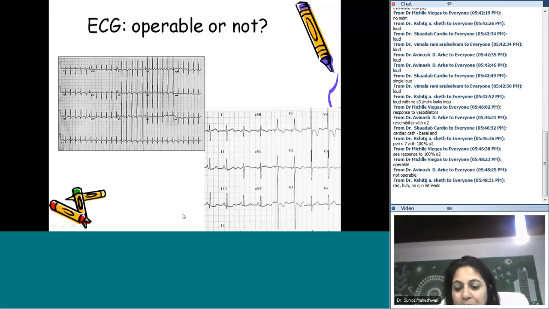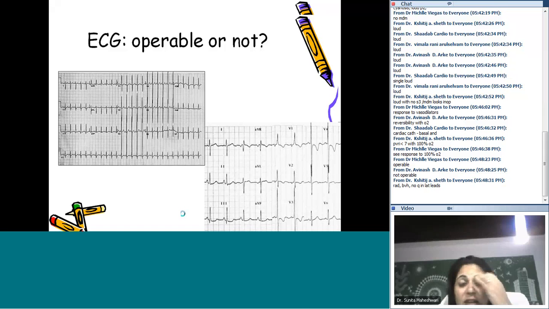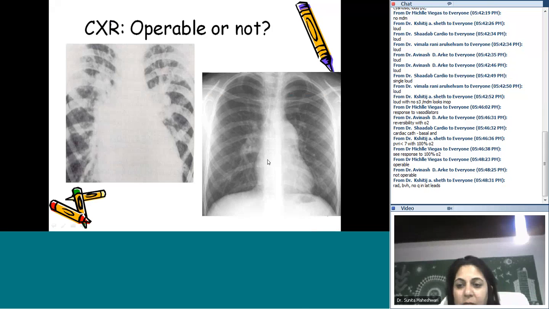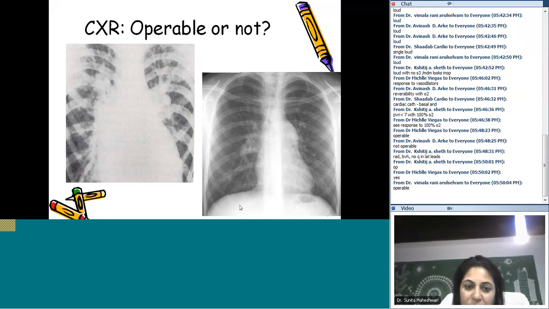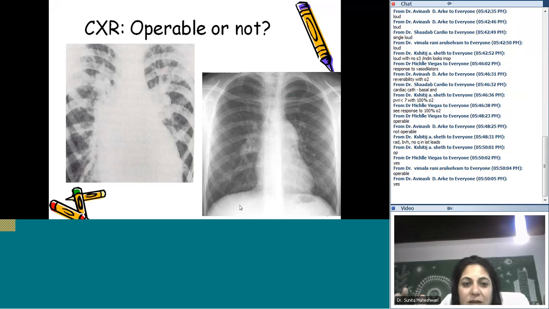On the other hand, X-ray is more useful. X-ray on the left, what do you think, operable or not? X-ray this side, left one. Is it on your left also? Yeah. So operable, why do you say operable? He's got cardiomegaly. He's got plethora, right?